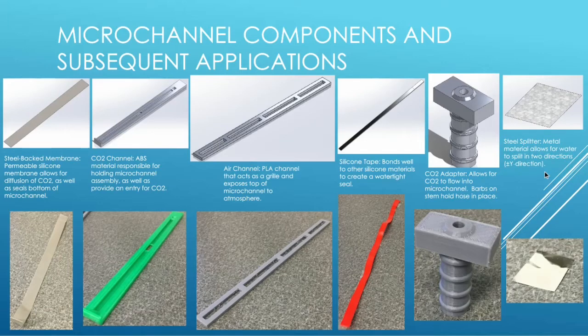We have silicone tape bands next. This was what created the base of the microchannel and what held everything together. Then we have the CO2 adapter, which allowed CO2 to enter through. And finally, we have the steel splitter, which would split the water at the end of the microchannel.